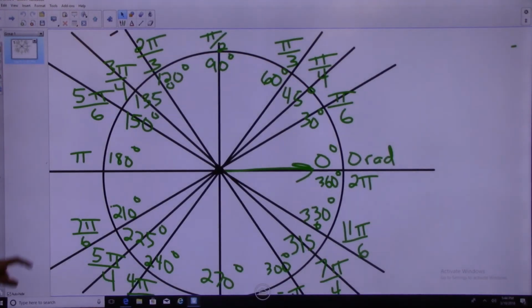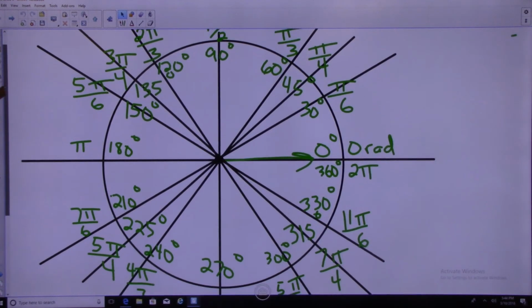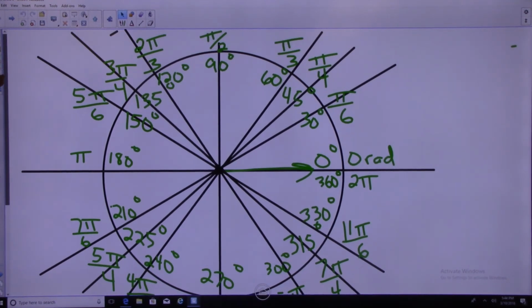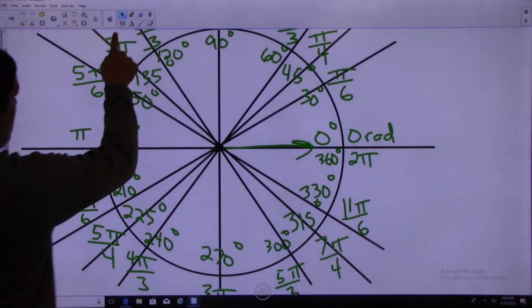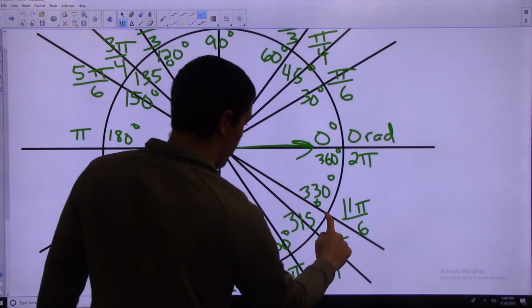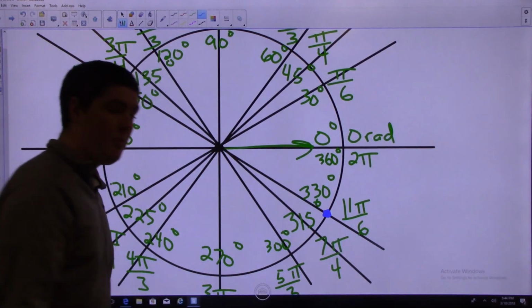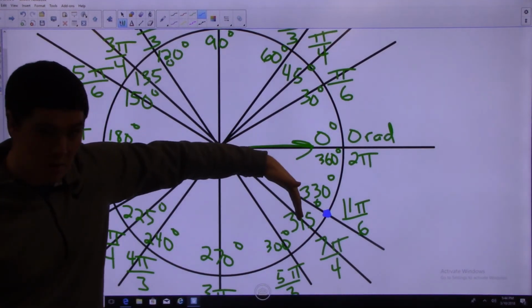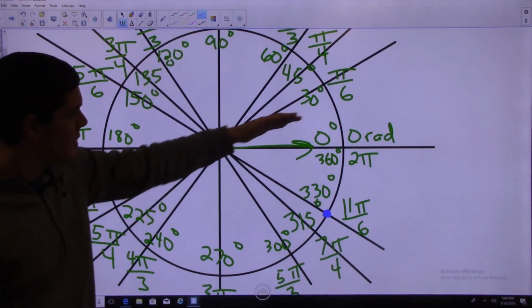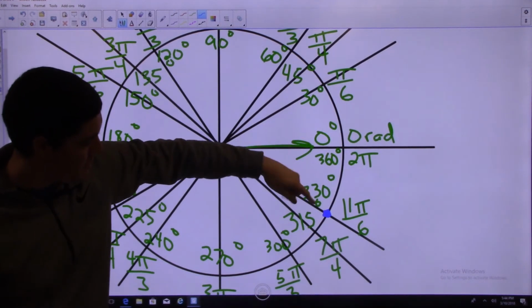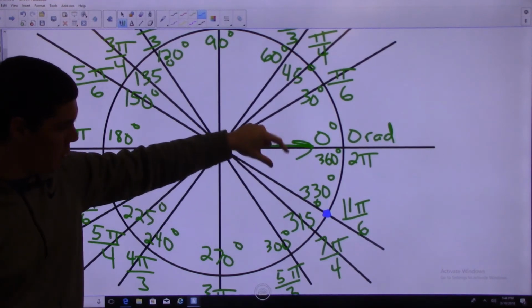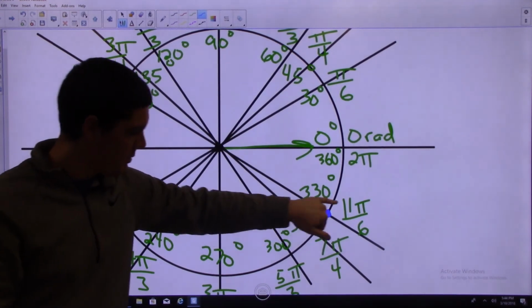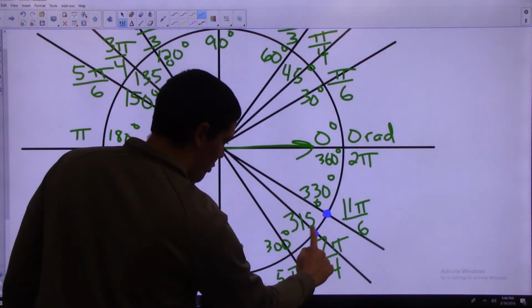Here's one. So think about where negative pi over 6 is going to be. It's going to be this point right here. That's negative pi over 6. We're going pi over 6 clockwise instead of counterclockwise. That's positive pi over 6, and we have to go that same angle that way. So it's negative pi over 6. And negative pi over 4 will be right here.